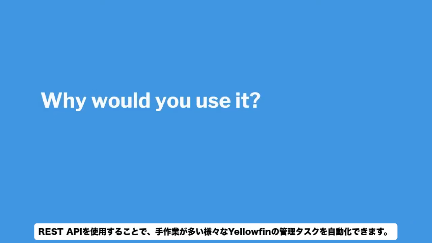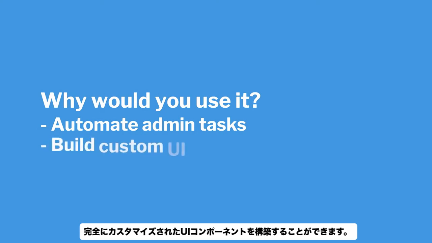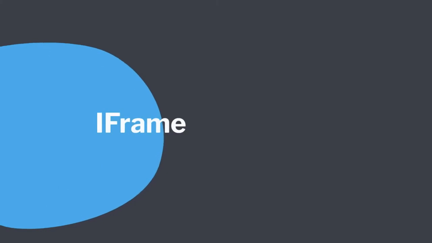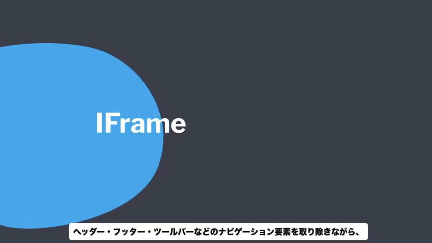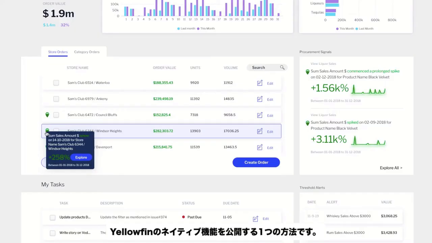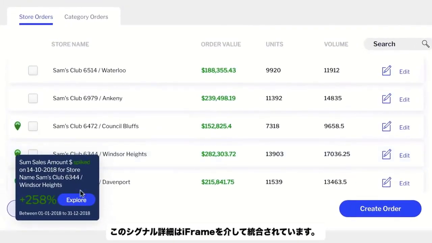Using the REST API, a variety of manually intensive Yellowfin administrative tasks can be automated. In addition, the REST endpoints provide a low-level programming interface that allow you to build completely custom UI components. Using the iframe integration method is one way to expose native Yellowfin functionality while stripping away navigation elements such as headers, footers, and toolbars. This signal's detail is integrated via an iframe.